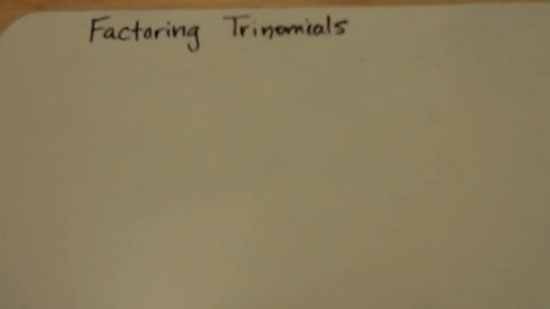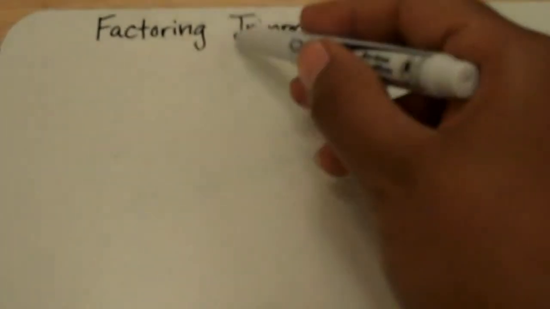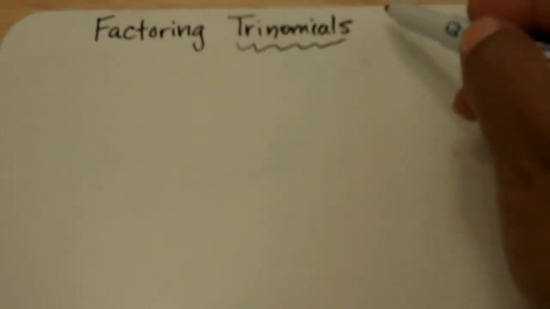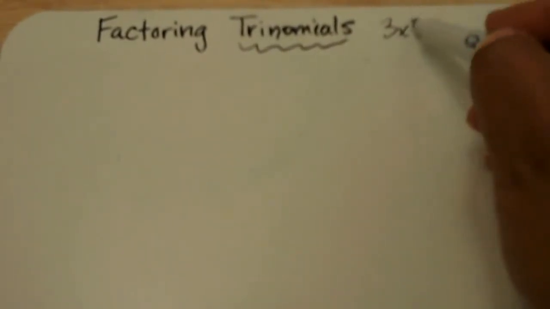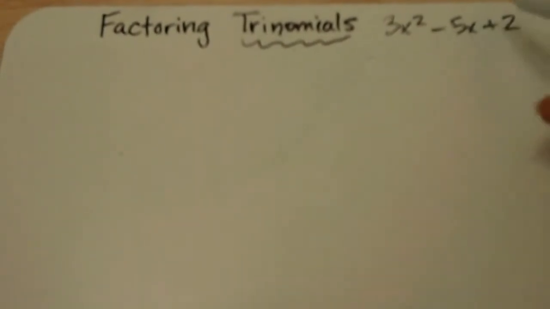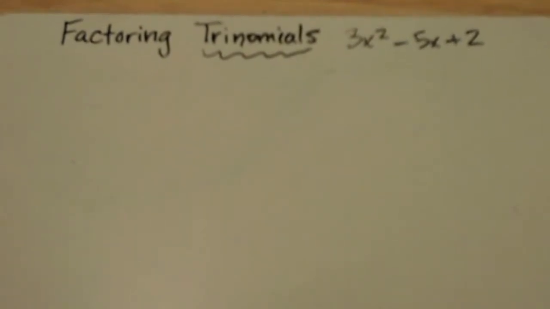And we're back to factoring more trinomials. And again, trinomial just simply means three terms. So here we're going to be doing some special trinomials. For instance, trinomials which have a coefficient that's greater than 1, like 3x squared minus 5x plus 2. These are trinomials that cannot be reduced in any form.